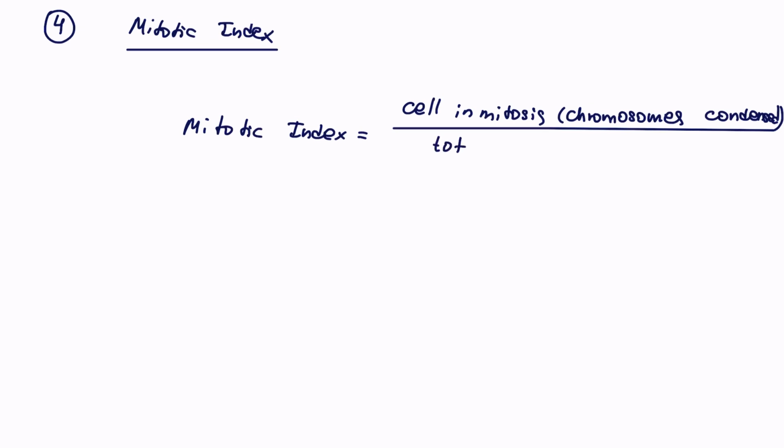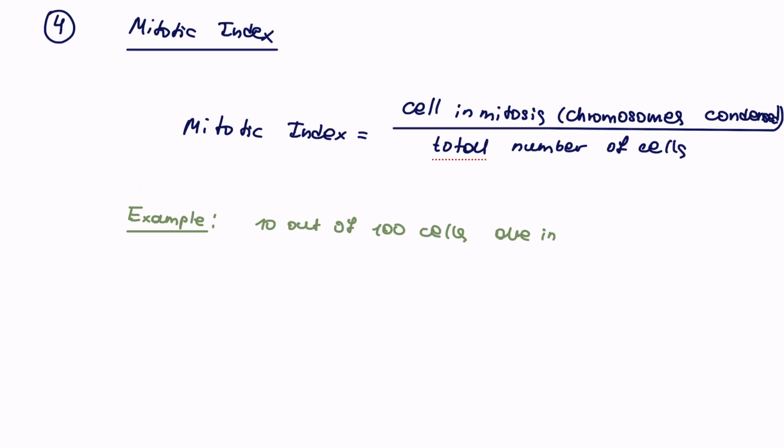So the skill here, and it usually can come up in assessed practical, is that you need to be able to identify cells in mitosis. And how do we do this? It's by seeing those chromosomes that are condensed, because you're not going to see chromosomes with the light microscope if the cell is not in mitosis. So for example, let's say a question asks, okay, you identify 10 cells out of 100 that are in mitosis. Therefore, the mitotic index is going to be 0.1.